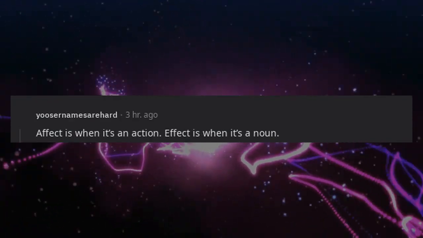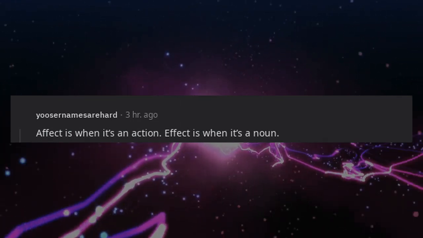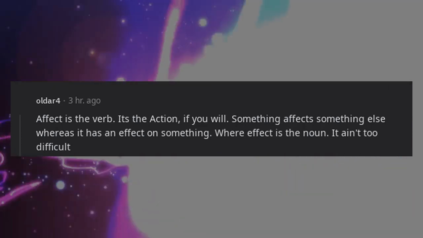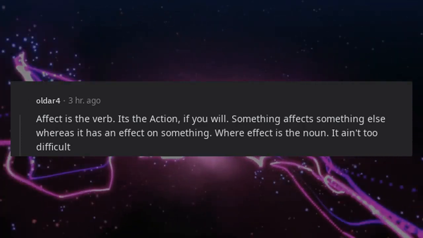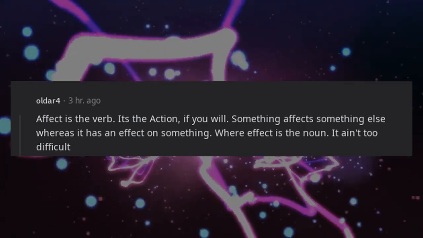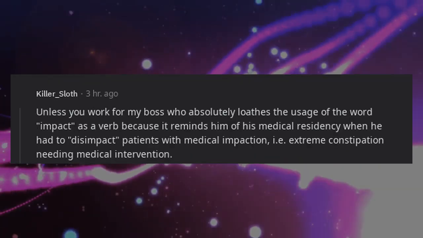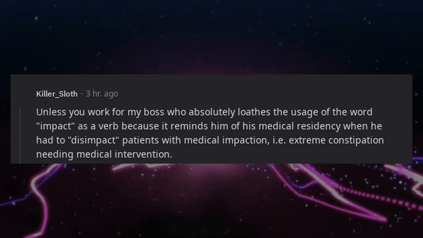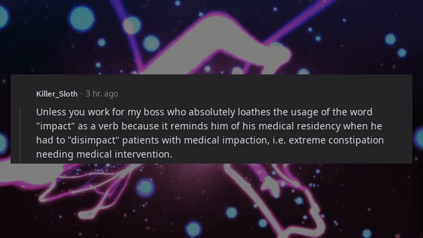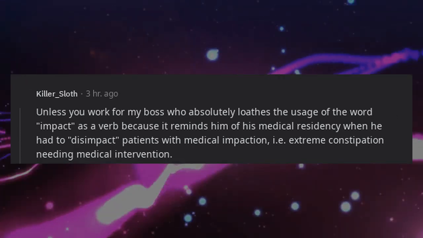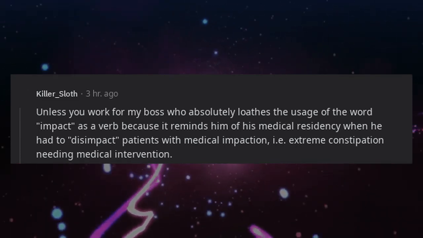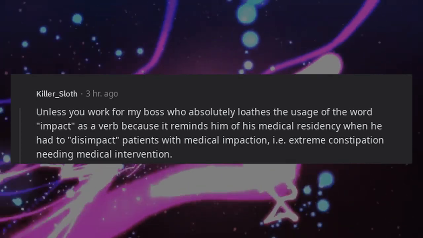Affect is when it's an action. Effect is when it's a noun. Effect is the verb. It's the action, if you will. Something affects something else, whereas it has an effect on something, where effect is the noun. It ain't too difficult. Unless you work for my boss, who absolutely loathes the usage of the word impact as a verb because it reminds him of his medical residency when he had to disimpact patients with medical impaction, i.e., extreme constipation needing medical intervention.